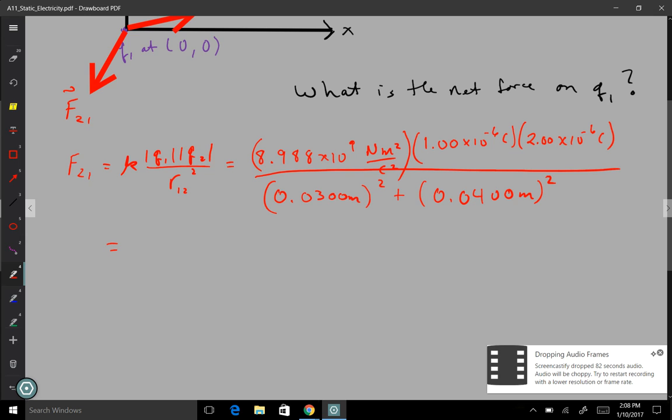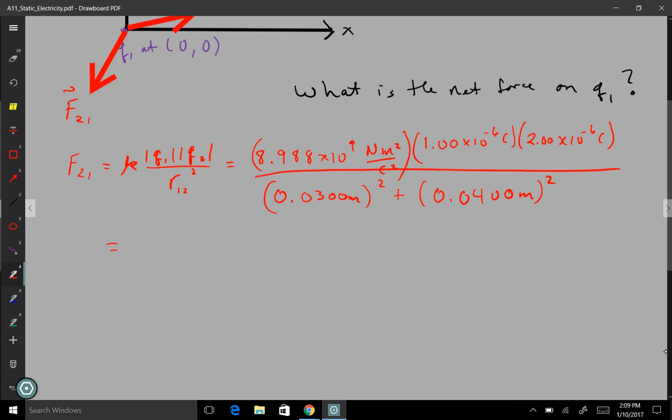What did you say for the answer? I got 7.1904. This would be newtons, right? No times 10 to anything. Well, I didn't do the math: 9 minus 6 minus 6 is minus 3, divided by minus 3. It seems right.